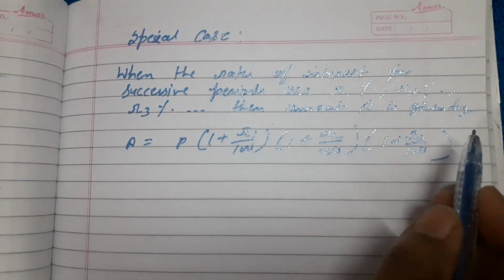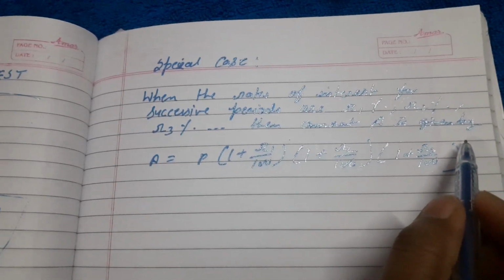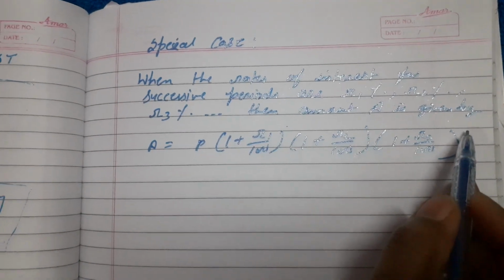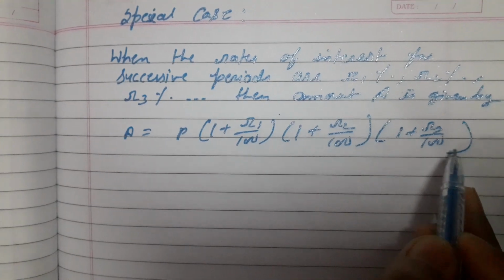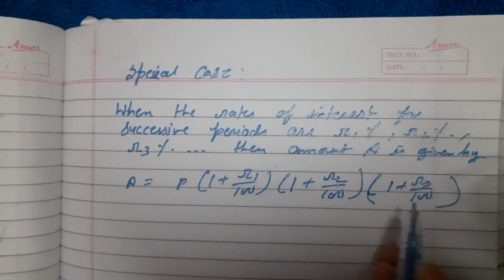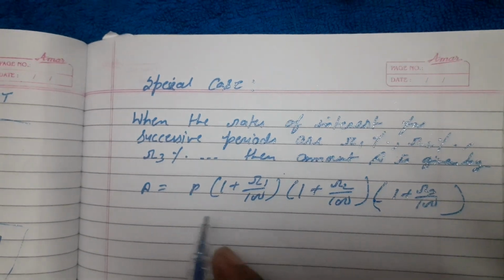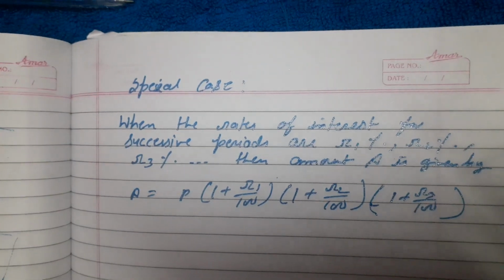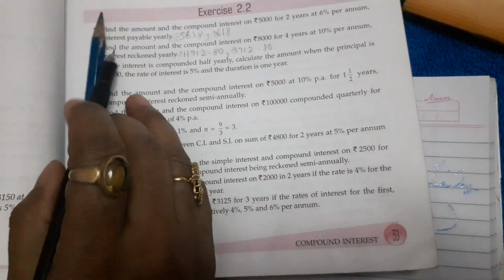One special case is about timing also. Sometimes you will see that the time is like 2.5 years, so the half will come along with the rate. I will explain that during the solution of the sum; that is another special case. So let's see how we will utilize this formula. This is our first question of exercise 2.2. Question number 1, we are going to solve it.